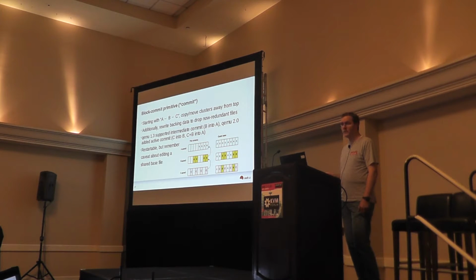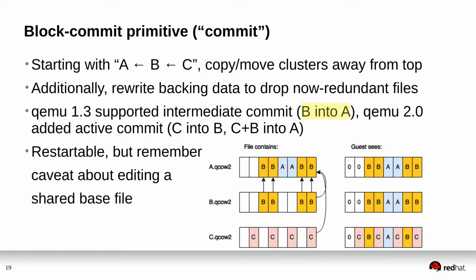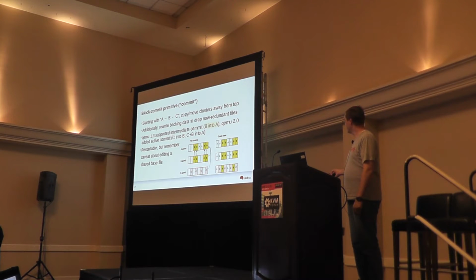Block commit was one of the first block commands back in QEMU 1.3, but it could only do intermediate files. We could move data from B. Any cluster that was written in B, we could move into file A. Now the contents visible in A have changed. We no longer have the state and time for where A was marked read-only and B was created. We now have the state and time where B was marked read-only and C created. We've thrown away some state and time.